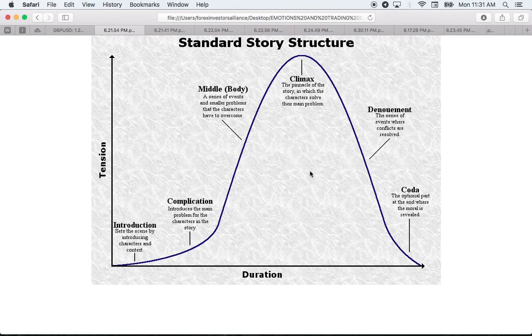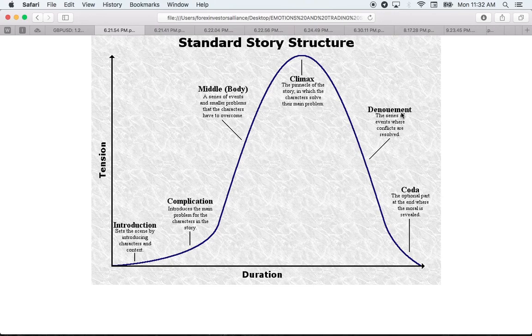I got these images off of Google, you guys. You can Google standard structure of a story and this pops up. I didn't Photoshop these or anything. All of these images that I'm about to show you I got off of Google. There's the climax, the pinnacle of the story, the point at which your emotions are at their climax.